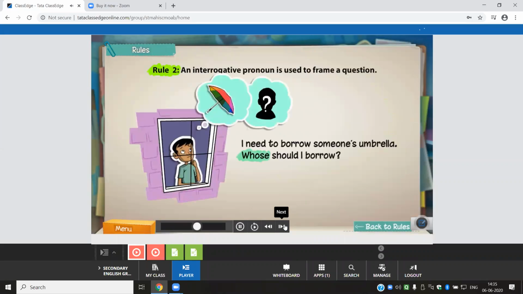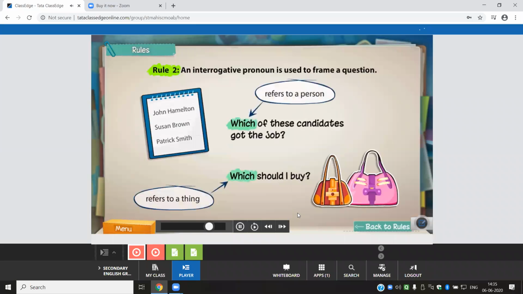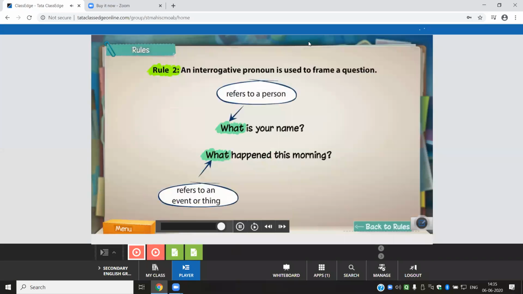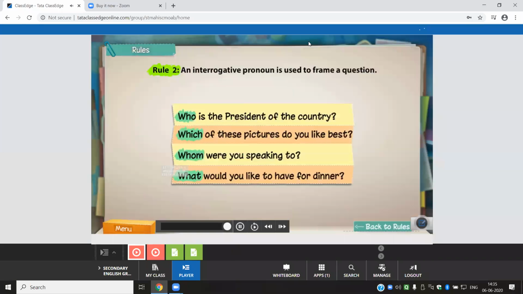Whose is another interrogative pronoun that refers to a person. It is also used as a possessive. You could use the interrogative pronoun which to refer to a person or thing. The interrogative pronoun what too can be used to refer to both people as well as things. Notice the use of interrogative pronouns in these sentences.